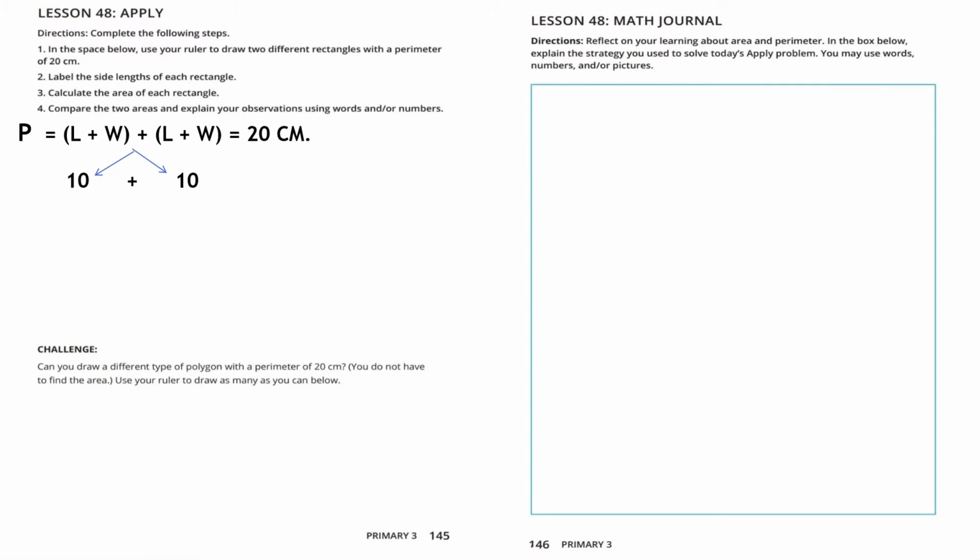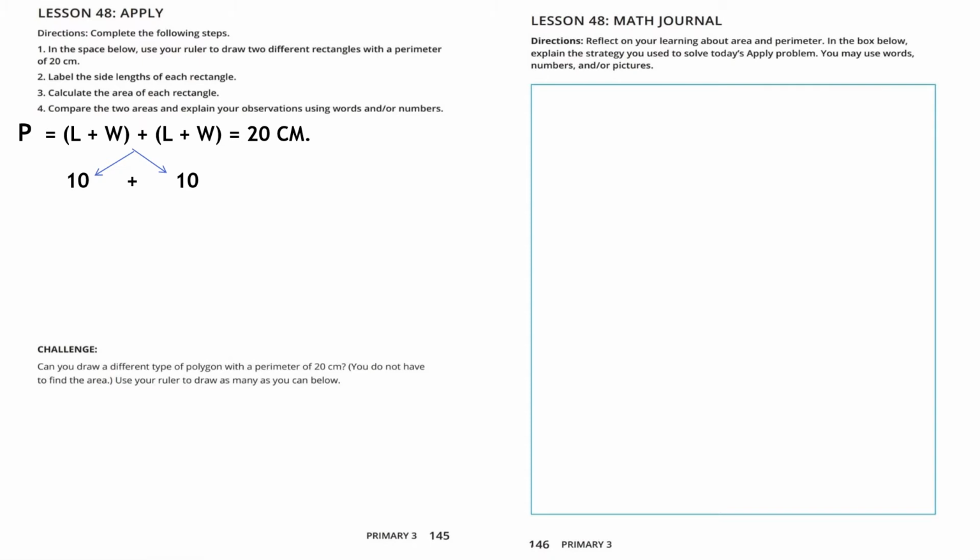So it can be 10 plus 10, right? 10 plus 10, length plus width plus length plus width, they are the same. So it can be 10 plus 10 equals 20. So length plus width equals 10. So which is the length and which is the width?